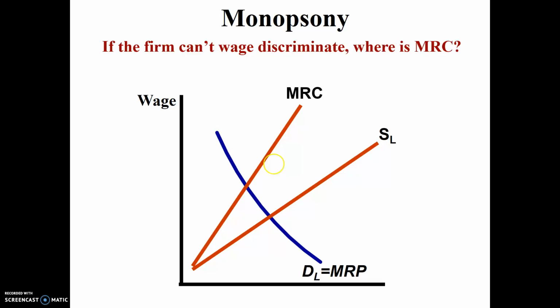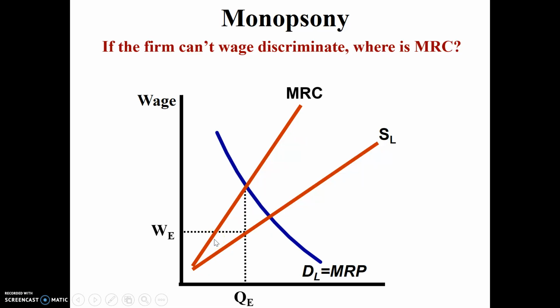There's a couple of things about this. First of all, where is the firm going to produce? Always follow where MRC equals MRP. And in the case of the firm, they're actually going to produce the quantity QE, that's where MRC is equal to MRP, and be able to hire workers at the wage of WE using the supply curve. They don't have to use the wage that's all the way up here, because they know in order to get this quantity of workers, they can follow the supply curve and pay this wage, okay?